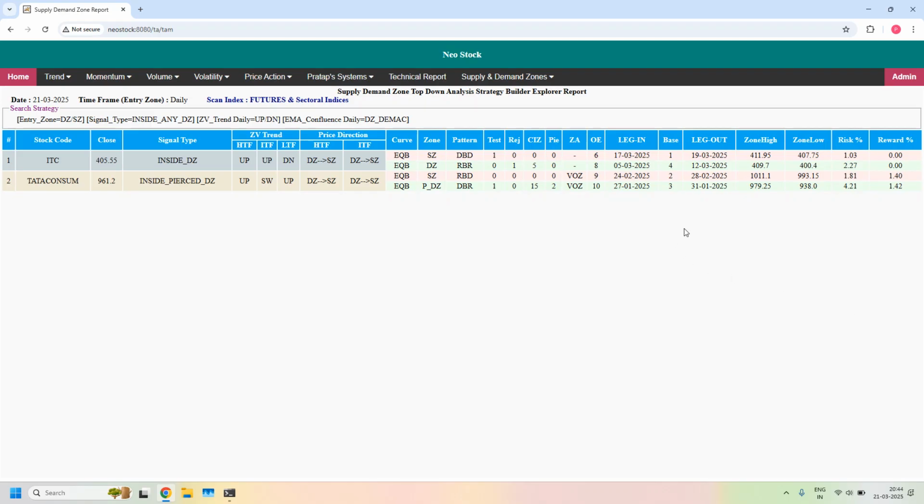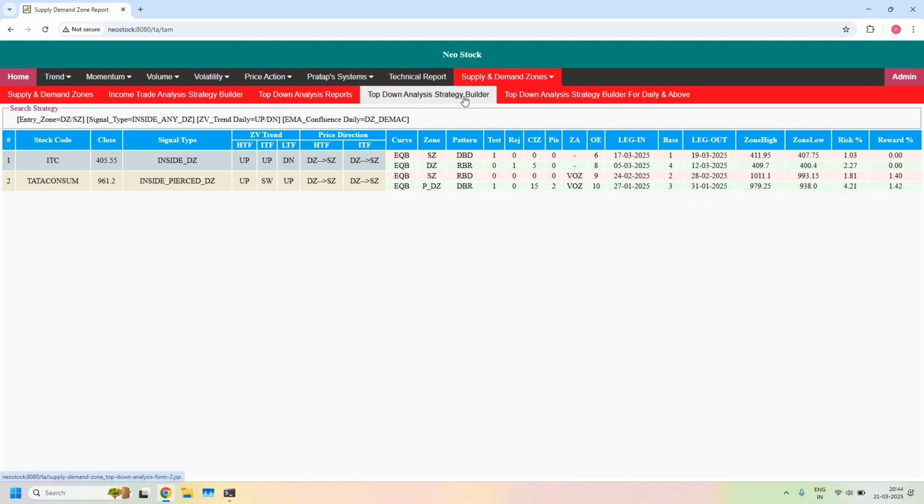So these 2 daily demand zones are having a daily EMA Confluence and current price closed inside the daily demand zone. And Tata Consumer is a pierced zone. We can apply pierced zone strategies on this stock. Okay.